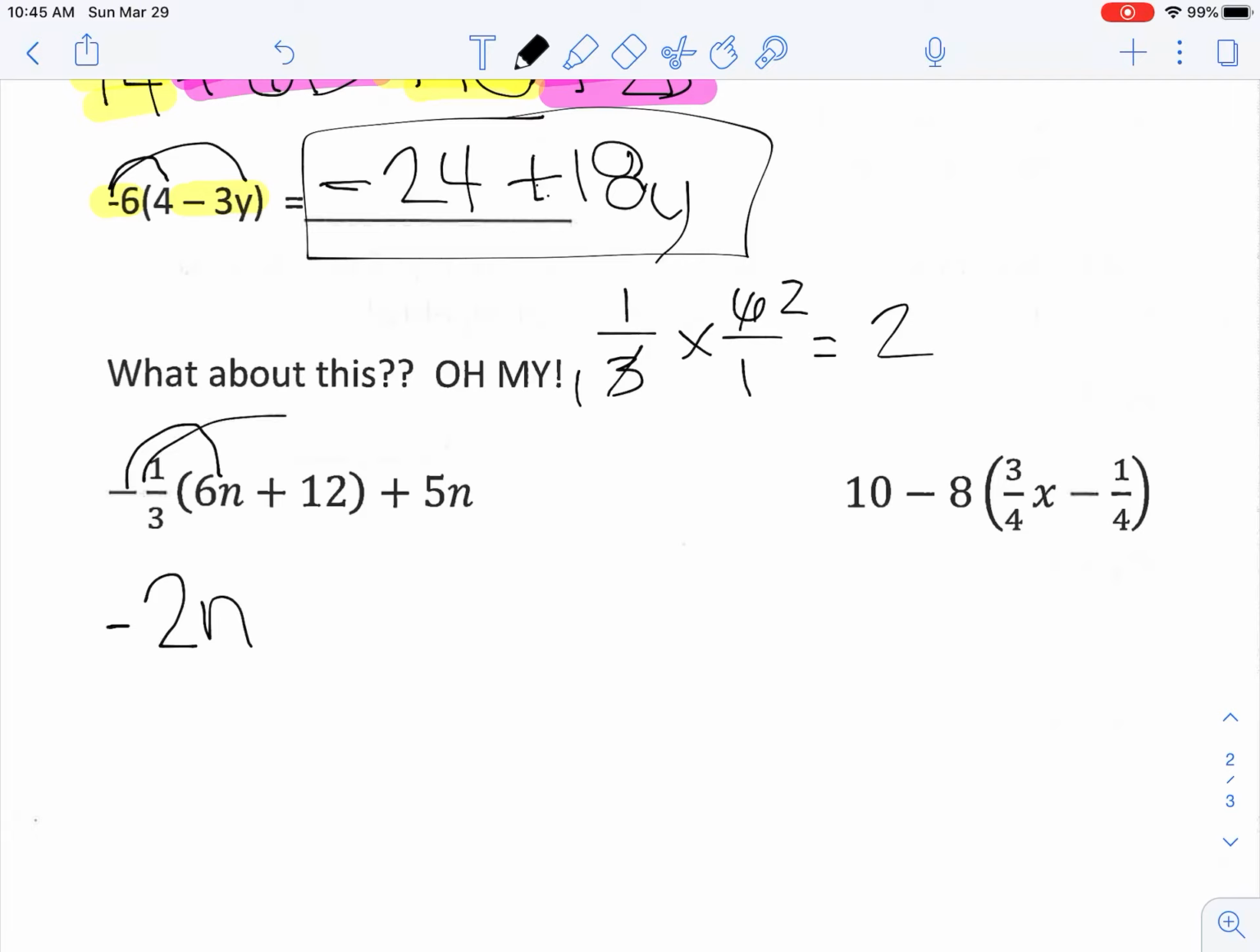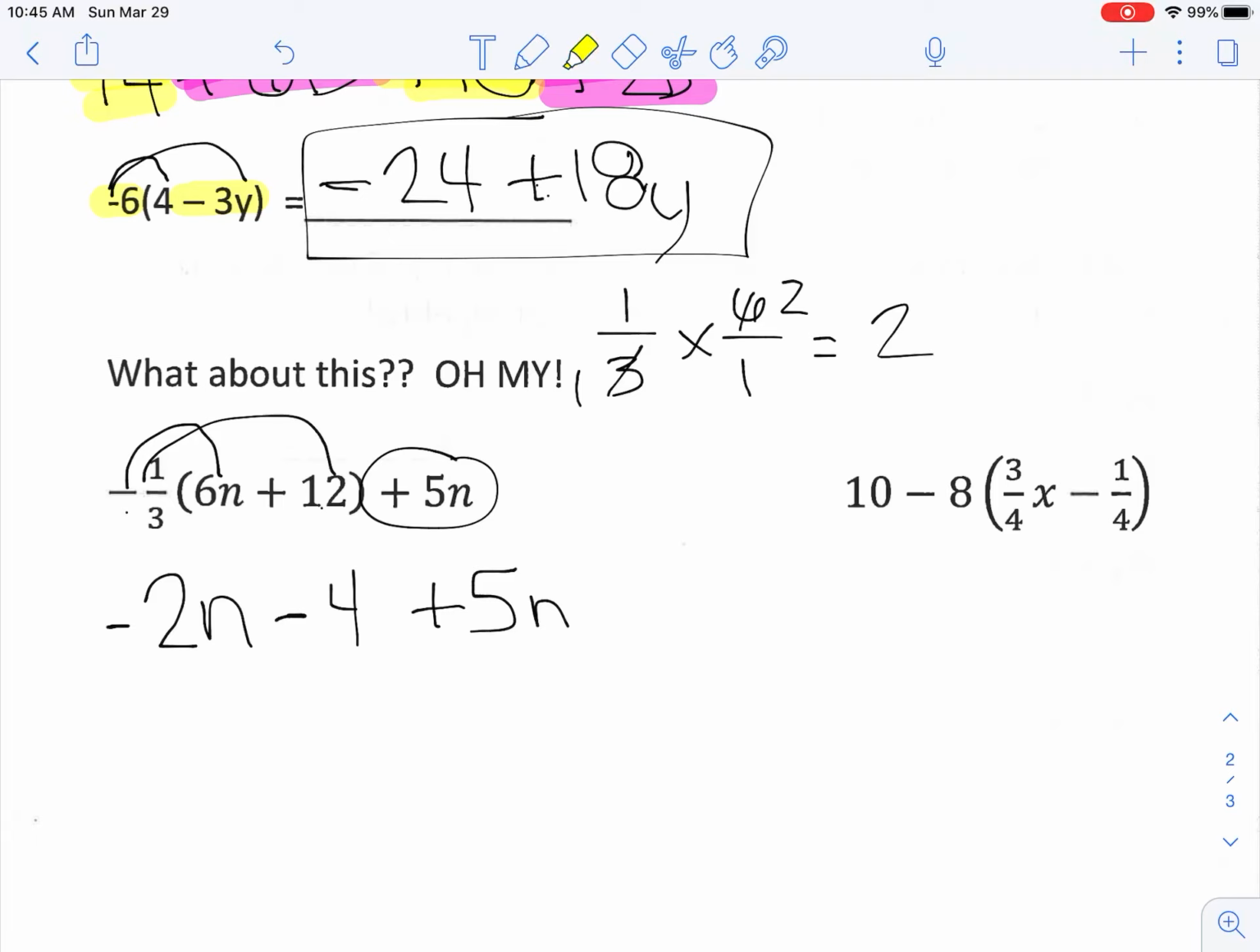Now, what's negative 1/3 of 12? If you had 12 pieces of candy and 3 people, 12 divided by 3. So multiplying a fraction 1/3 times 12 is the same thing as dividing that number by 3. So 12 divided by 3 is 4, but this is going to be a negative 4 because we had a negative times a positive. And we can't forget about the plus 5n that we had out here to the side.